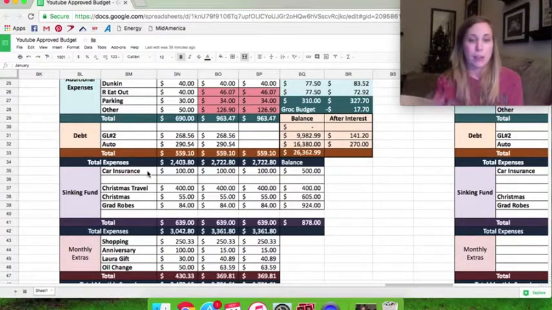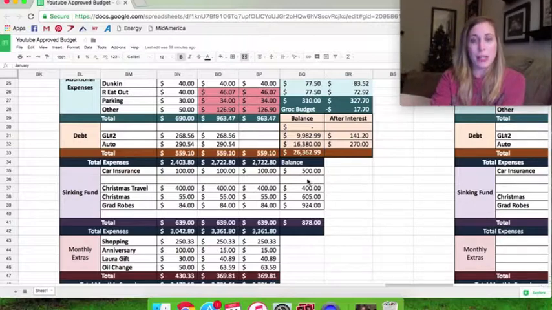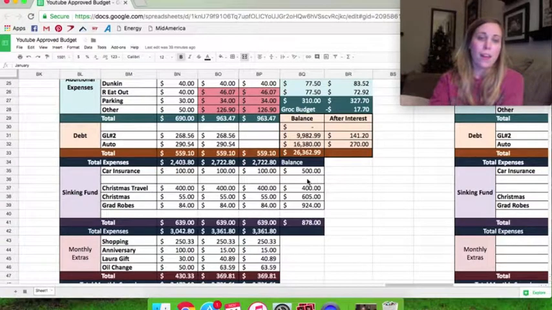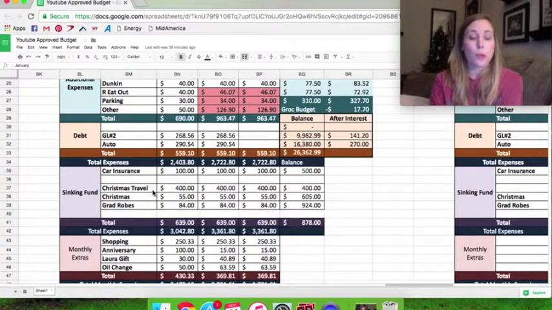Since we pay it every 6 months, and it usually is around $600, I save $100 a month for that. It usually comes under $600, but I like to be safe with it. So those are our car insurance costs. I put $100 into that every month, and you can see how much we have saved right now. So next month we'll put it in, and then we'll pay off our insurance in January. Over here you can see Christmas travel.